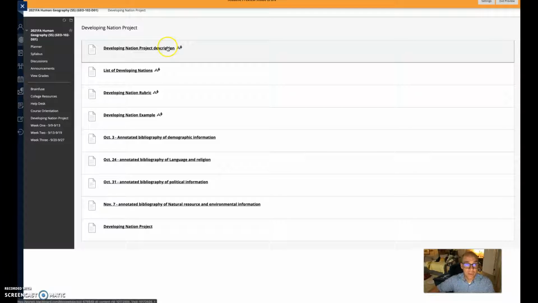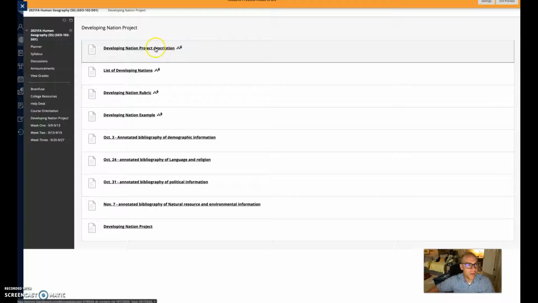The top link, Developing Nation Project Description, lays out the project, what it is, why you're doing it. Like I said, my sort of rationale is it brings all the concepts we've talked about the whole semester sort of into one final assessment. And I like it because it's an assessment that isn't sort of multiple choice. Students aren't always good at taking those types of tests. So this is a way for students who aren't good test takers to demonstrate knowledge of a particular concept, skill, or idea we discussed. So it appeals to all learners in a sense.